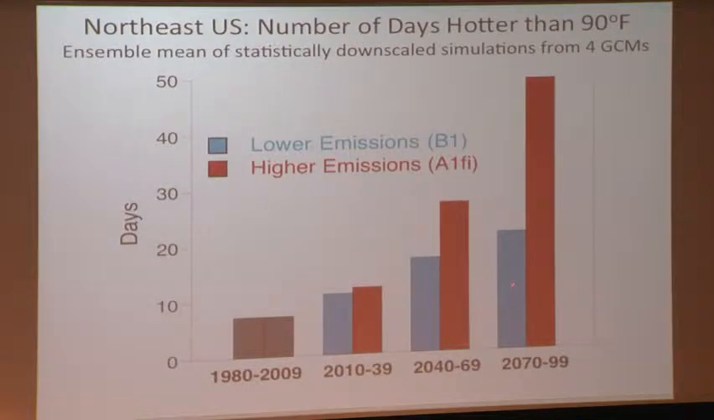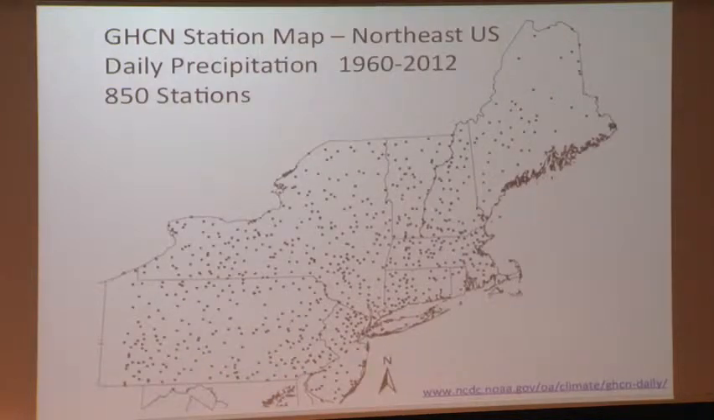Under the low emission scenario, those go up to 20. And this number would certainly be much higher at those cities in the southern part of the region and less in cities in the northern part of the region, something that we need to start preparing for.